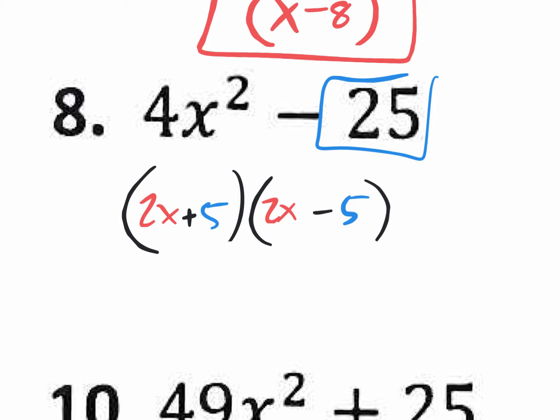Now this will work out. 2x times 2x gives you the 4x squared. 2x times negative 5 will give you a negative 10x. Positive 5 times 2x gives you a positive 10x. And the negative 10x and the positive 10x will cancel out. That's why there's no middle term. And 5 times negative 5 is negative 25.